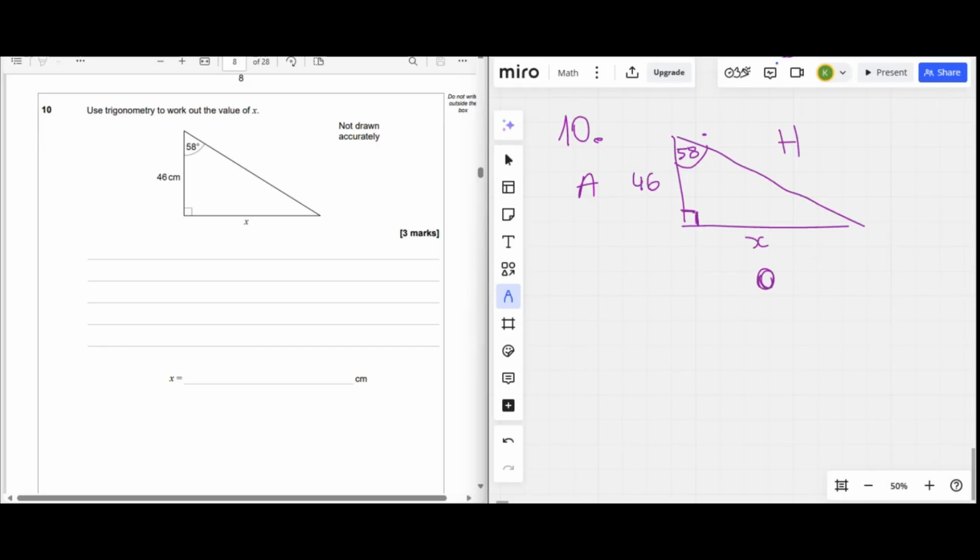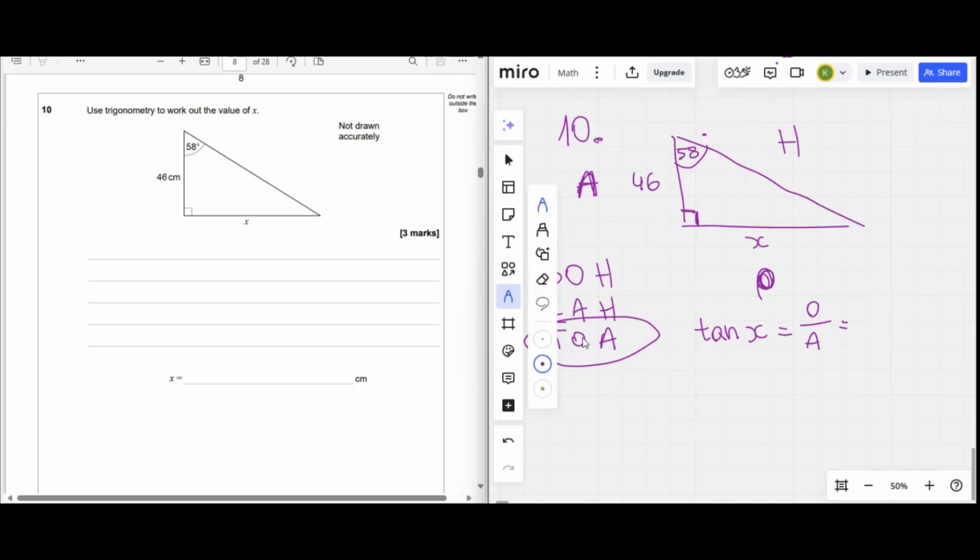We have opposite and adjacent, and from SOH CAH TOA we would need the last one, TOA. So tangent of x is opposite divided by adjacent. So tangent, not x, but tangent of 58.